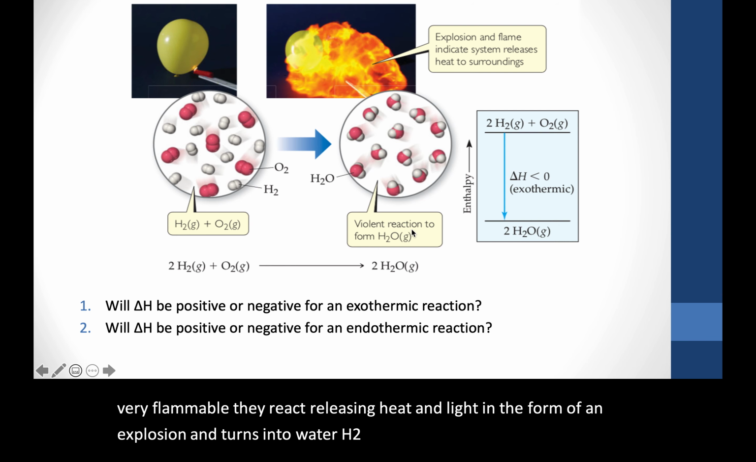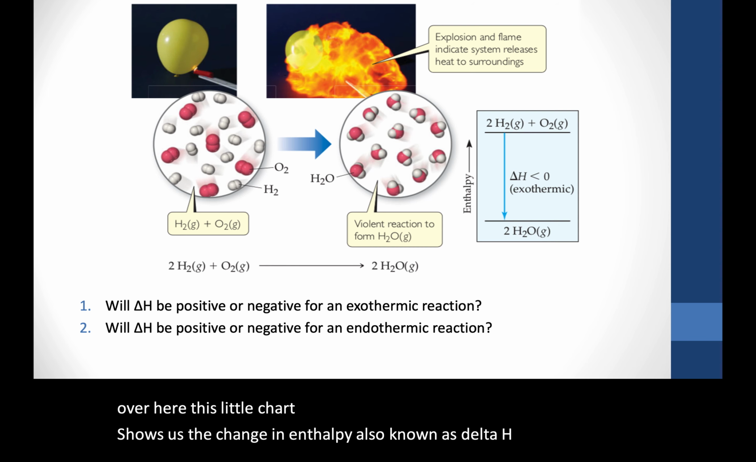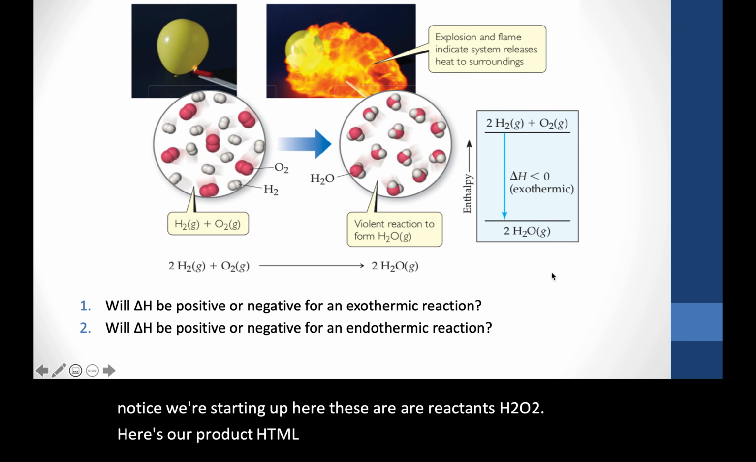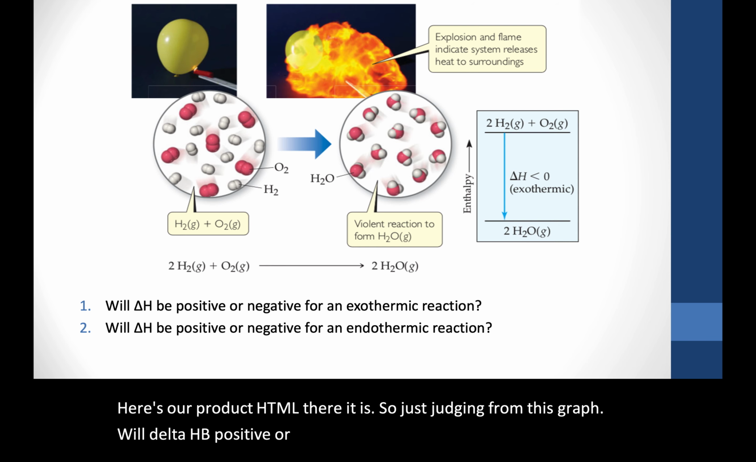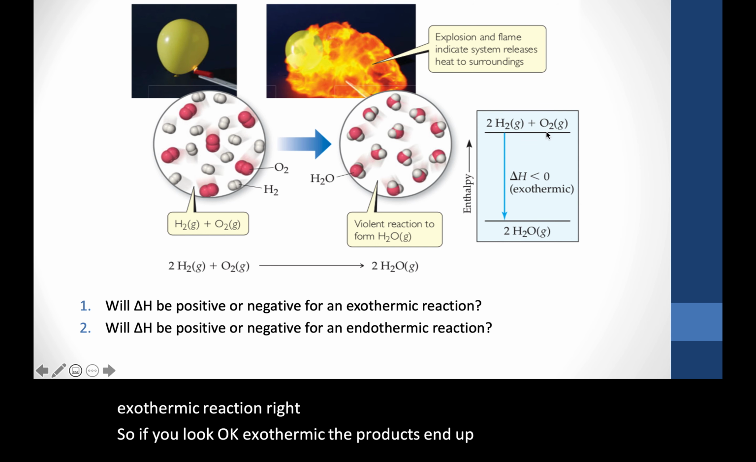Okay. Over here, this little chart shows us the change in enthalpy, also known as delta H, for this reaction. Notice we're starting up here. These are our reactants, H2 and O2. Okay. Here's our product, H2O. There it is. So just judging from this graphic, will delta H be positive or negative for an exothermic reaction? Okay, so number one here, we're looking at an exothermic reaction, right? So if you look, okay, exothermic, the products end up with less energy than the reactants.